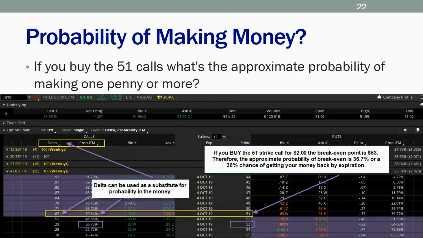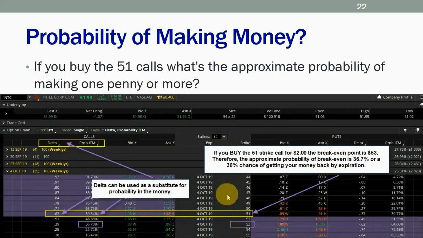So in this screenshot here, what we have is delta and probability in the money. All right, so delta can be used to substitute for probability in the money. So here's delta, here's probability, what we term in the money. When something says 59% probability, and I want to be clear about this, it doesn't mean that there's a 59% chance of making money, right? There's only a 59% chance that an option even falls in the money. That's the important point over here.